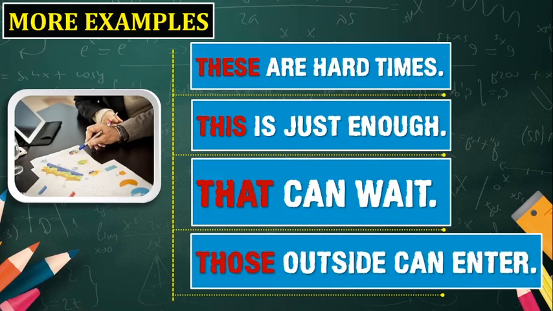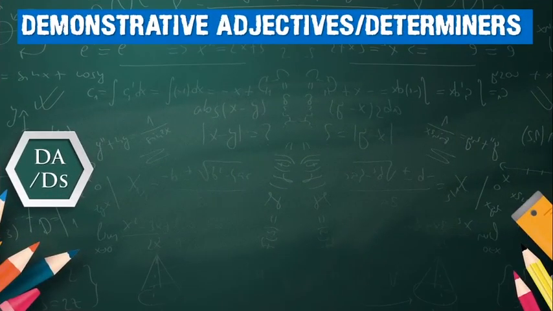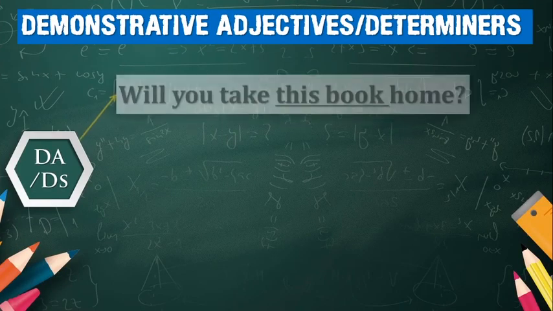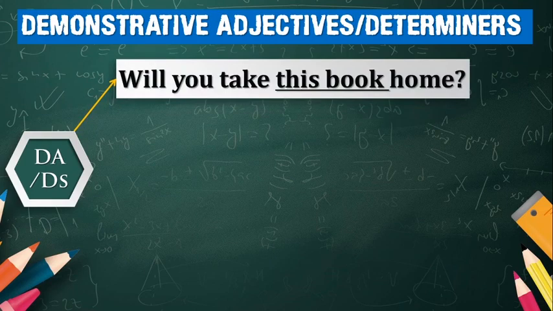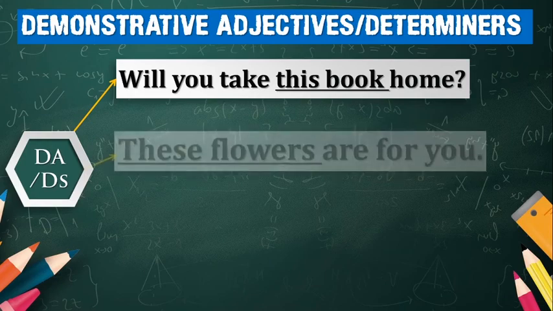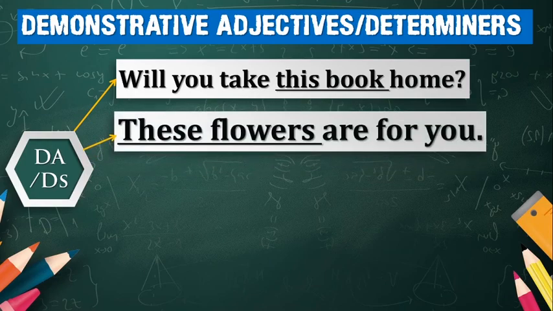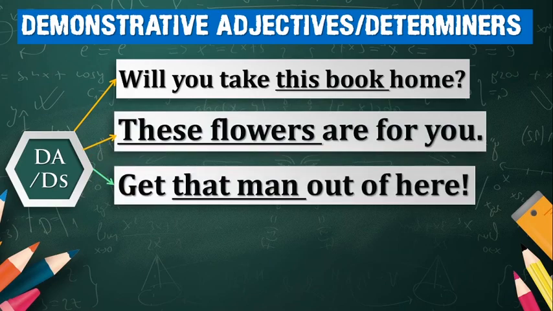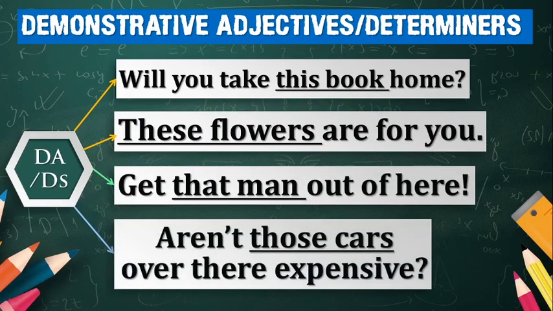Now, when you talk about demonstrative adjectives or demonstrative determinants, they have to precede a noun. Let's see some examples. Will you take this book home? You see, this in that context is a modifier or a determinant or an adjective modifying the noun book. Will you take this book home? Let's see further examples. These flowers are for you. Get that man out of here. That man. You see, that modifying the noun man. Aren't those cars over there expensive?